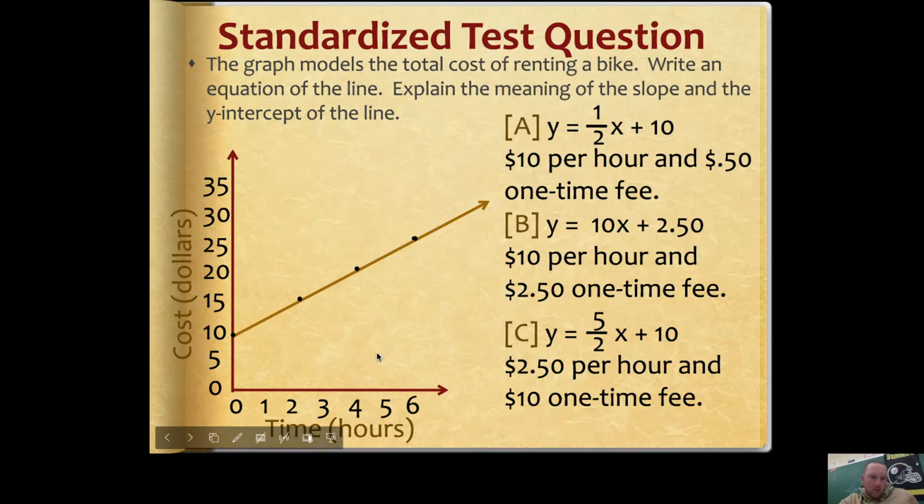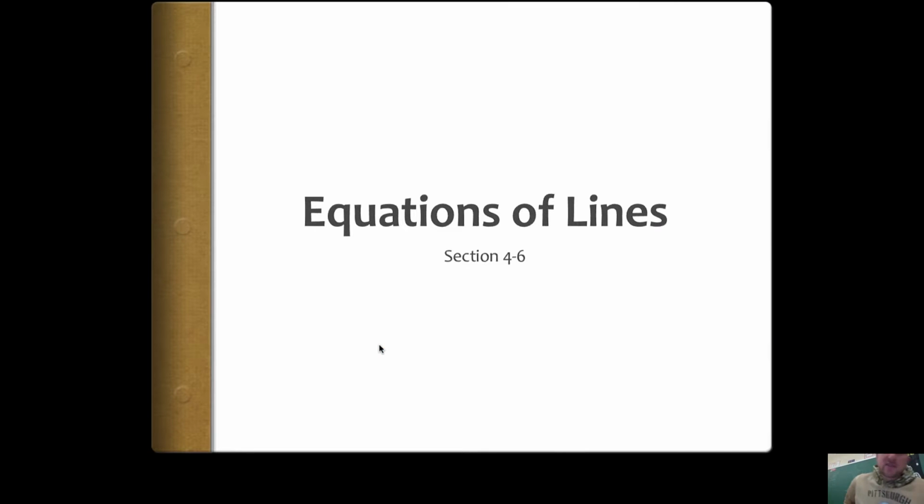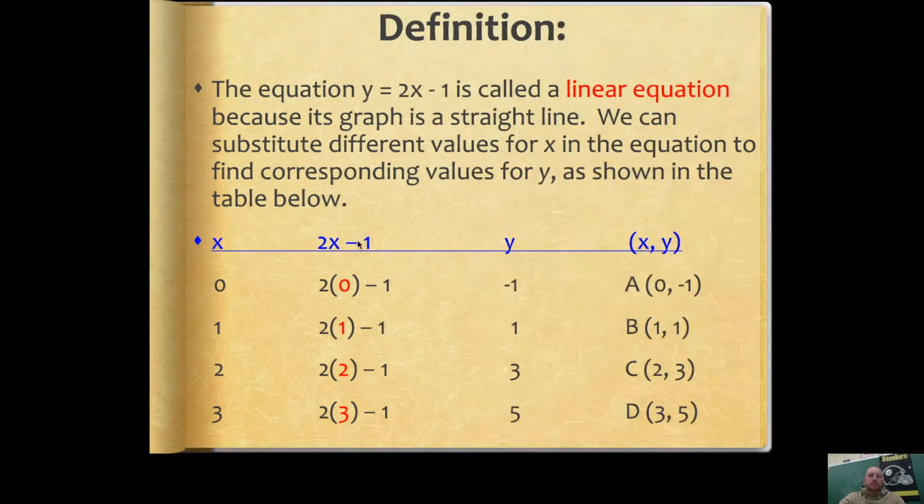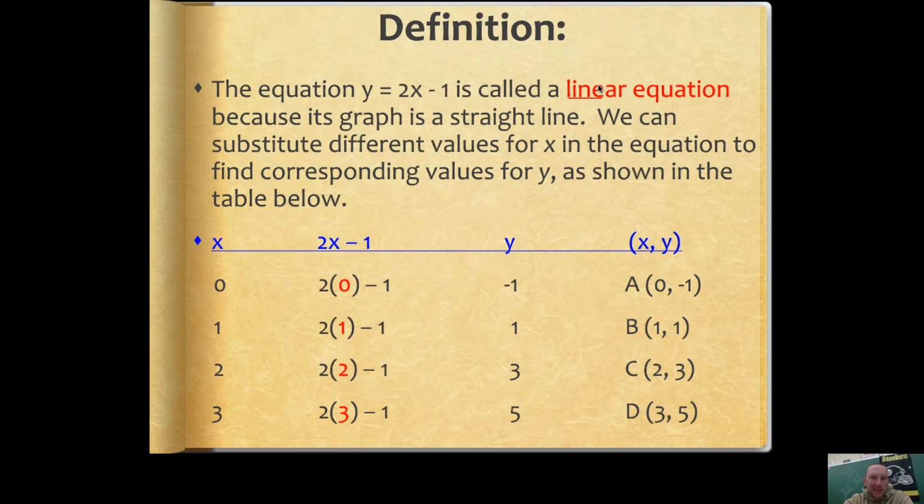This is going to be part 1 of our video on section 4.6. We're looking at equations of lines. This equation, y equals 2x minus 1, is called a linear equation because its graph is a straight line. Notice how the first 4 letters there in linear spells line.